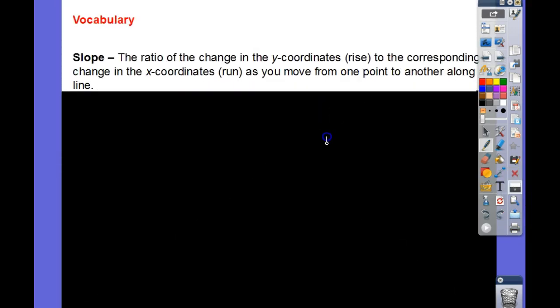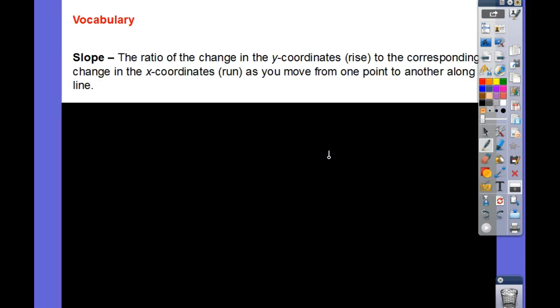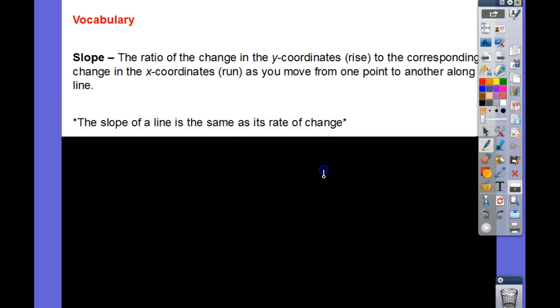So, like I said, they are interchangeable. Slope is the ratio of change in the y to the corresponding change in the x. We learned it way back in the day as rise over run. But you never knew why it was called rise over run. You kind of just draw and you know what it means.